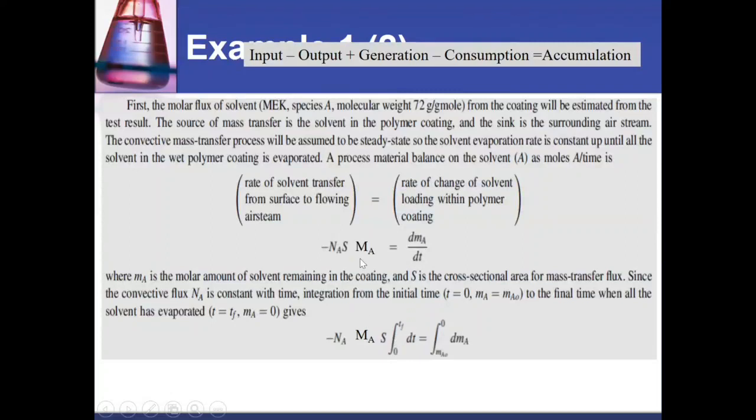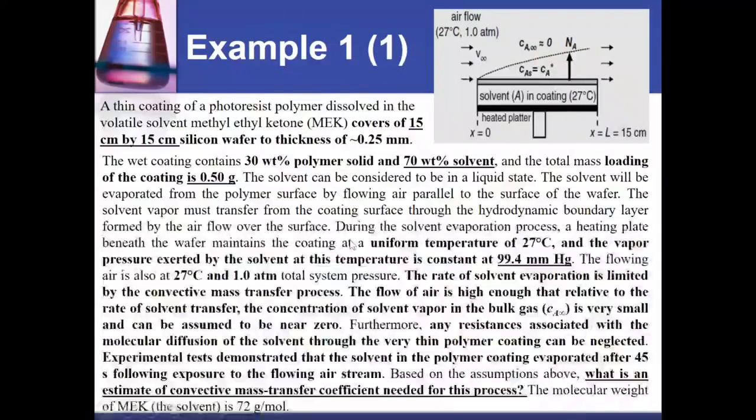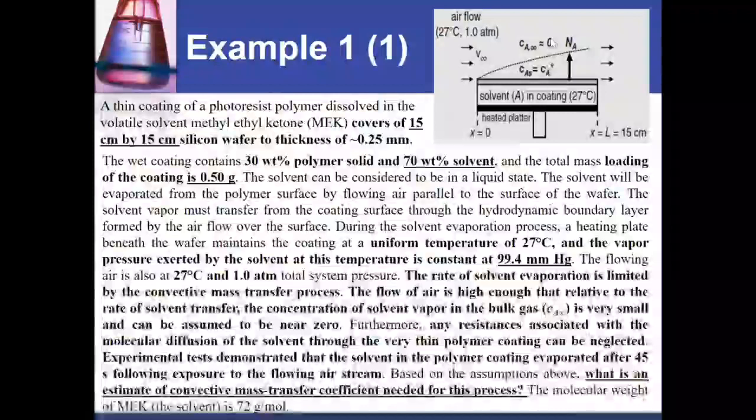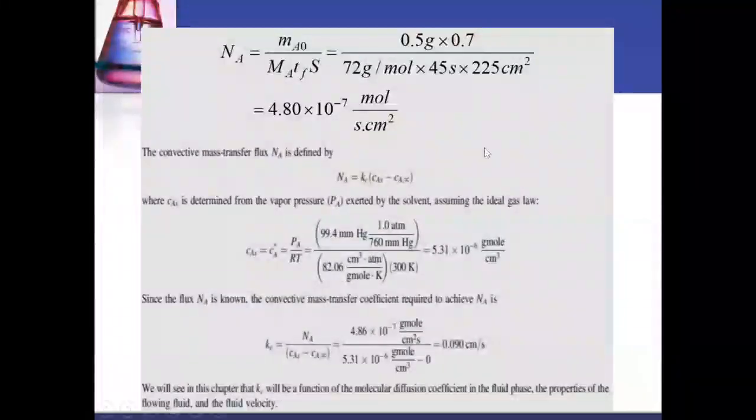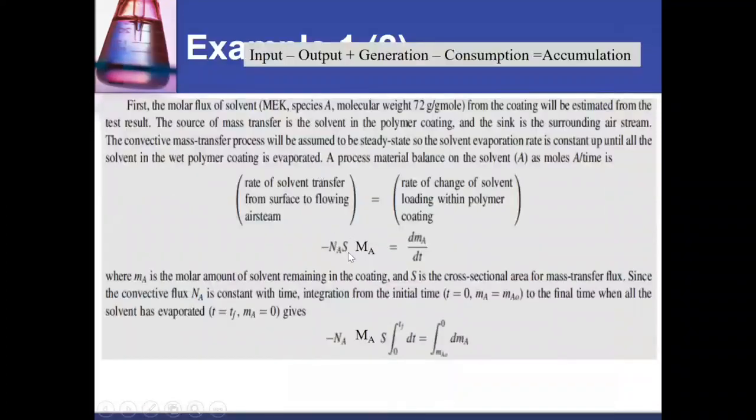We can integrate, since we assume that CAS is constant, and CA infinity is 0 and constant, and Kc, the convective mass transfer coefficient, is constant. So the flux will be constant, because when you multiply constant quantities, you also get a constant. So NA is constant, the surface area is constant, and the molecular weight is constant, so you can take them outside the integration. Multiply both sides by dt, so you will have dt on one side and dMA on the other.